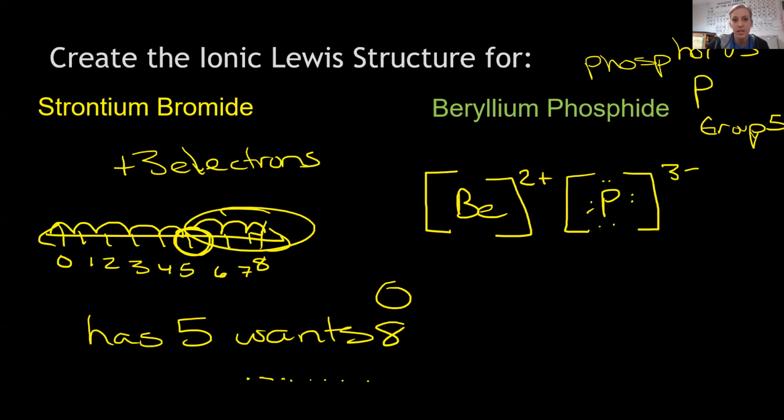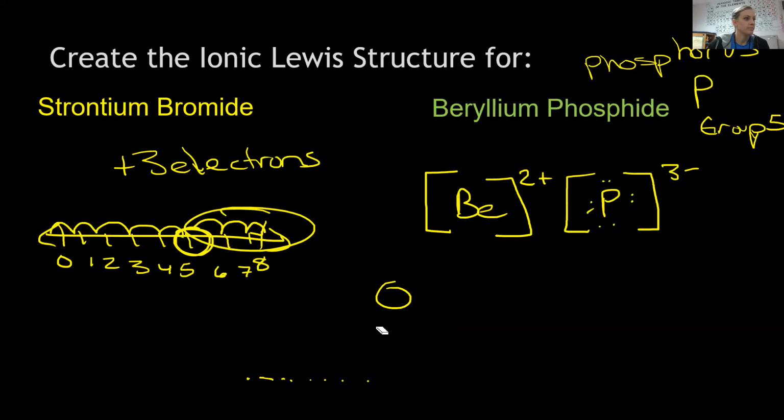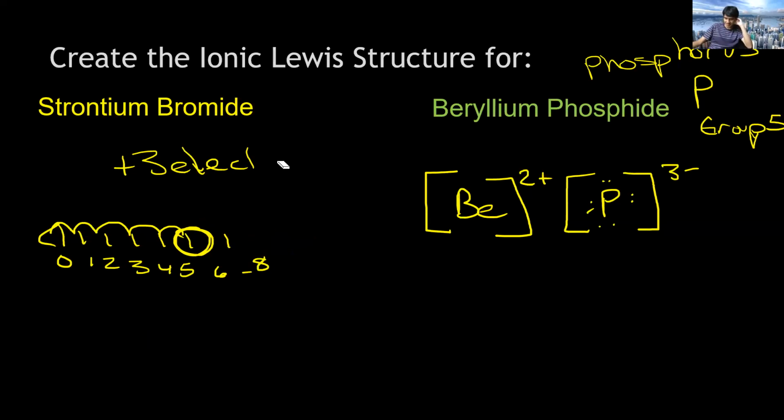Awesome. So anyone can pipe up. It's more tutoring style now, since it's a smaller group. What's the problem with balancing the charges here? What happens? The phosphorus is already full, so the beryllium can't give its 2 electrons away.